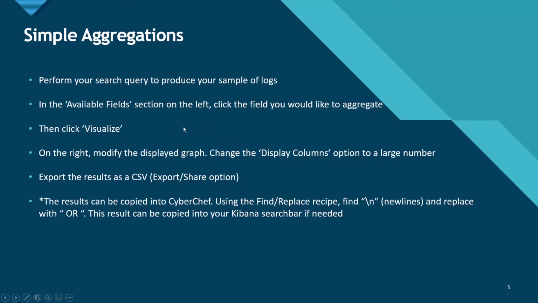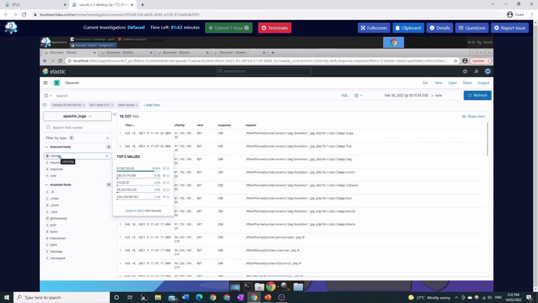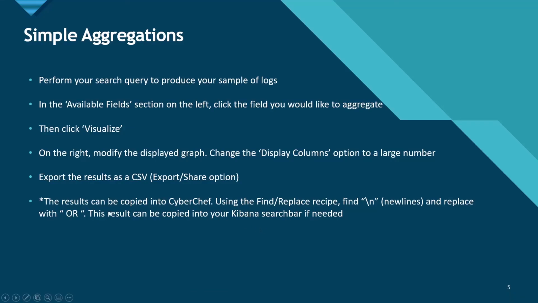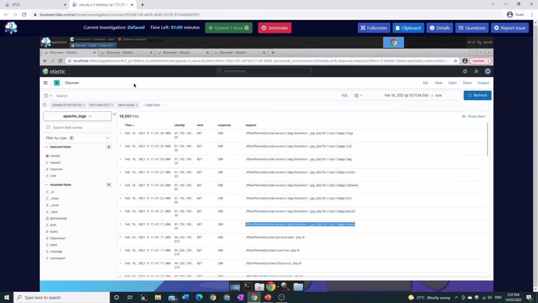So in this version of Kibana, visualizations are not supported, but it would be an option to click visualize here. You would click that, it would bring up your visualization page. You will edit on the right here, you can edit the amount of columns to display, increase that number, then export as a CSV at the top, and you'll have all your values that you need. These can then be edited in CyberChef, so using find replace, you can find new lines and then replace with OR, and then you can copy that back into your Kibana search bar up here.